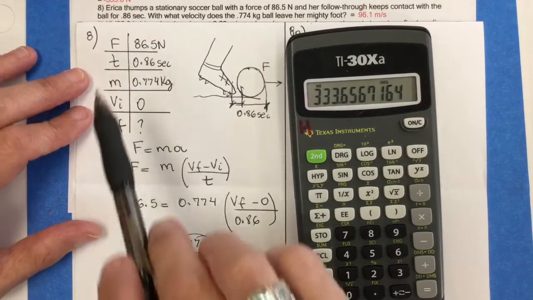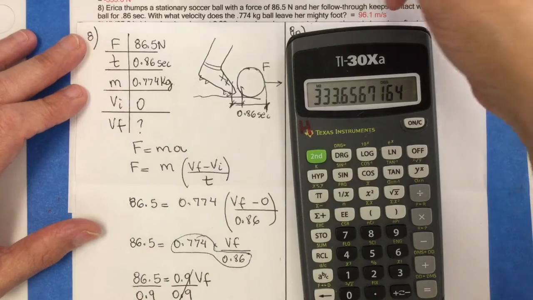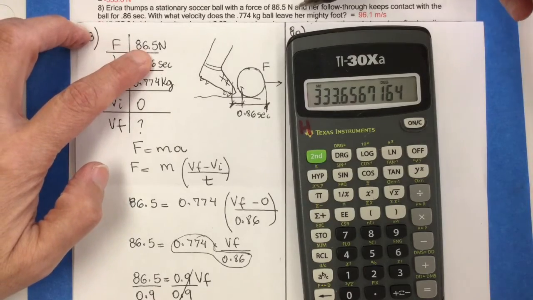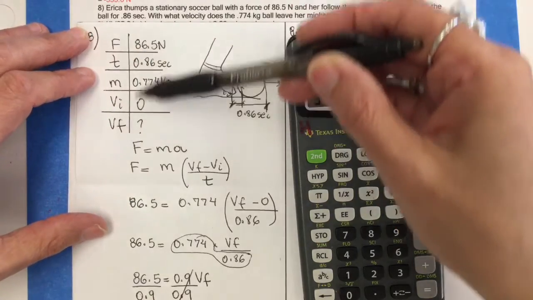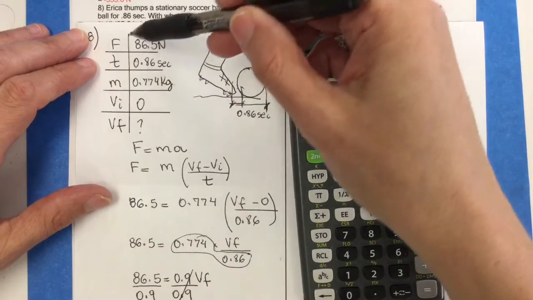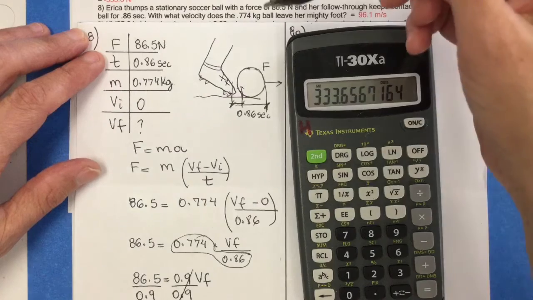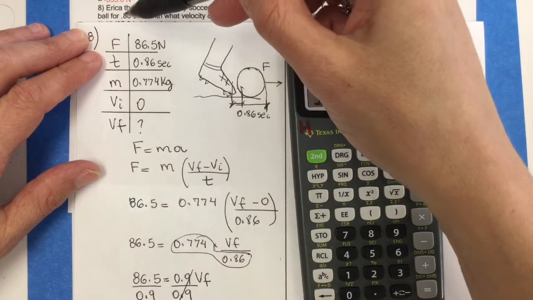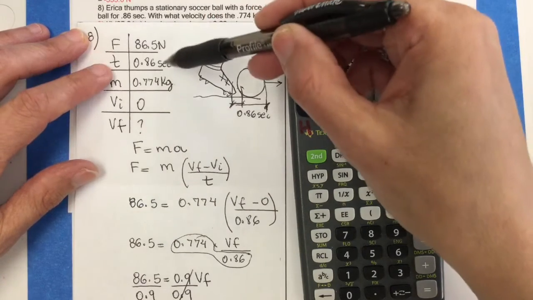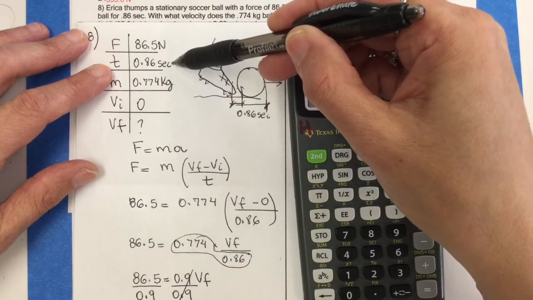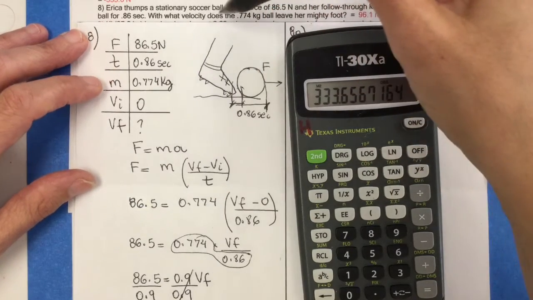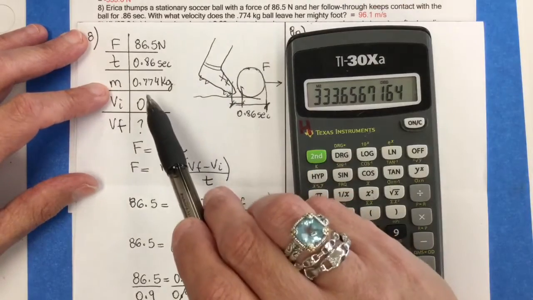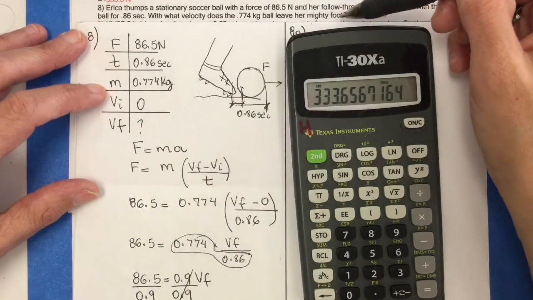Newton's laws of motion, problem number 8. Erica thumps a stationary soccer ball with a force of 86.5 newtons. I'm already filling the table as I read the problem. So you draw a table and start to fill it with the information. And her follow-through keeps contact with the ball for 0.86 seconds. So another piece of data. With what velocity does the 0.774 kilo ball leave her mighty foot?